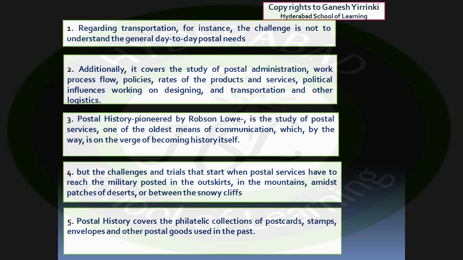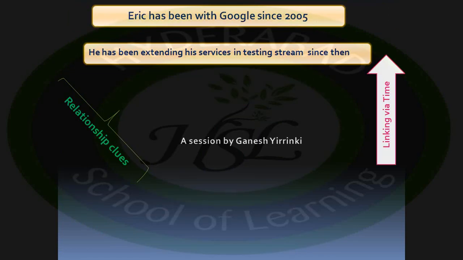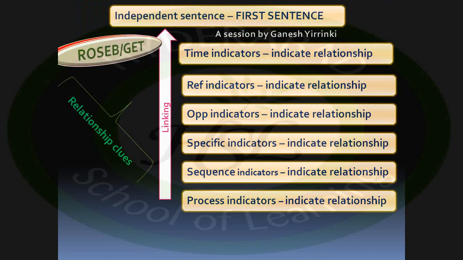Understanding whether a sentence has got any kind of an indicator helps you to understand its prospective position in a paragraph. All right, so now 3, 5, and 2, what? It's like an extension, right? So if you go to our list, here it is: relationship, process indicator, sequence indicator, specific indicators, apportion.